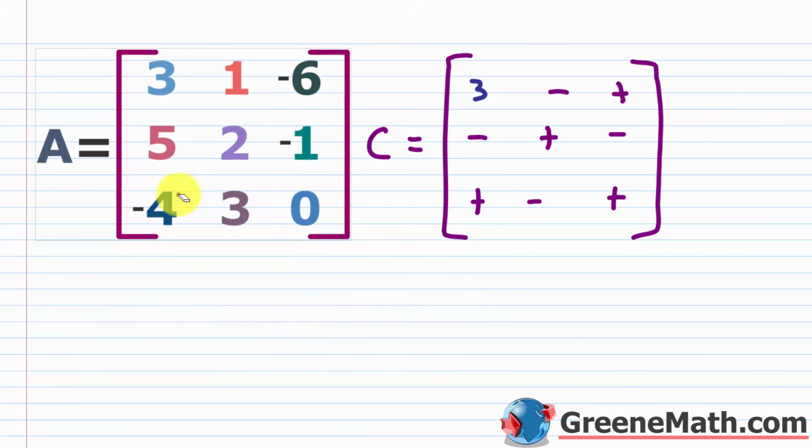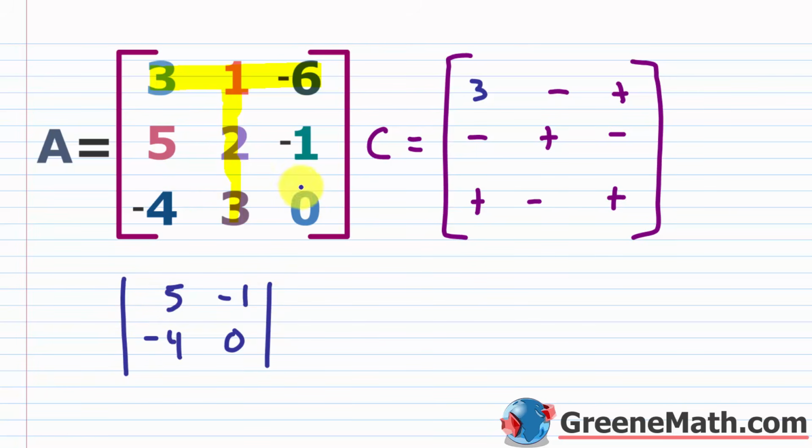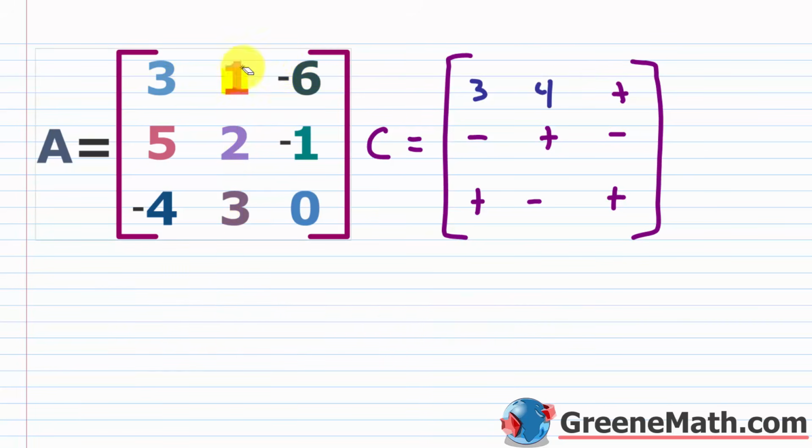So let's go through the next one. We want this one, so I'm going to mark out this column and this row. So I would have 5 and negative 4 and negative 1 and 0. I'm just writing this out because it's hard to see this with the highlighting in between. So the determinant here would be 5 times 0, which is 0, minus negative 1 times negative 4, which is 4. So this is negative 4, but you have a sign change there, so this is positive 4. All right, so let's go to the next one.